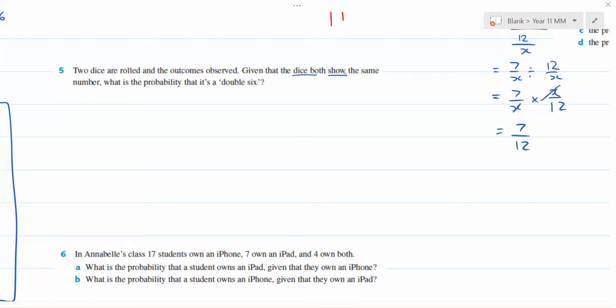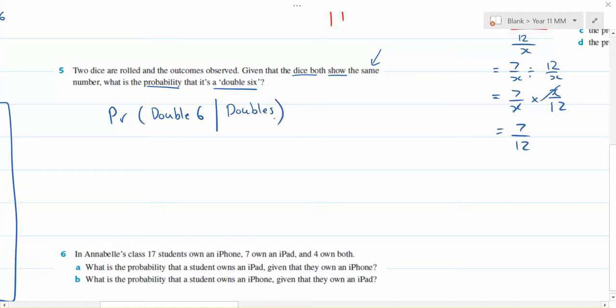Right now, you've got to think about what you are looking for. What is the probability that it's a double 6? So that's what you're looking for: the probability of getting a double 6. Given that, it says, given that the dice both show the same number. So the chance of already getting doubles is pretty much what it's saying.